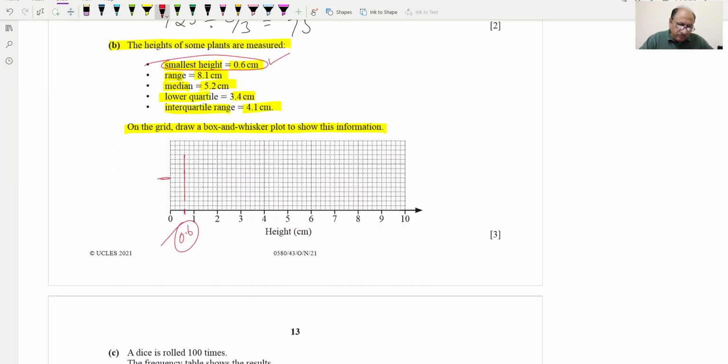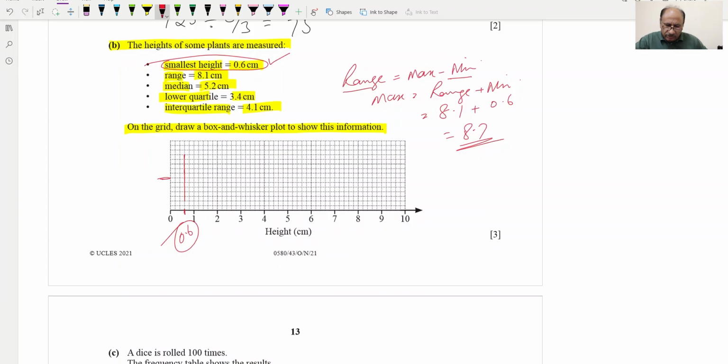Now after that, this is the smallest, 0.6, which we have been given. Now the range is 8.1. Range is maximum minus minimum. So if we have the range and minimum, the maximum will be equal to range plus minimum value. Range is 8.1 plus minimum value 0.6, so it will be 8.7. So 8.7 we need to figure out.